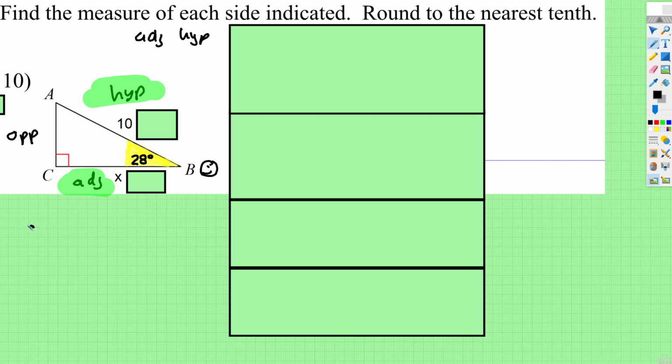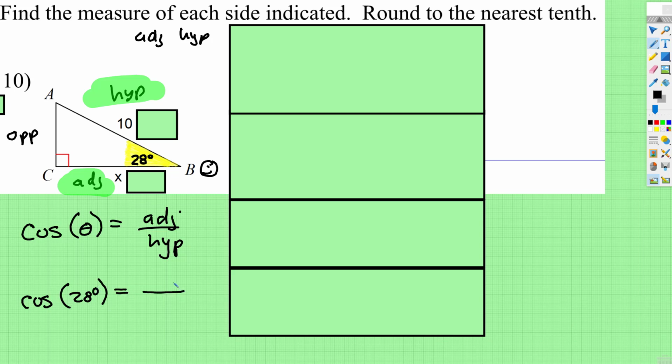Cosine. So cosine is adjacent over hypotenuse, and then you fill in, well, we know the theta. So we can say cosine of 28 degrees is, the adjacent side is X, the hypotenuse side is 10. So that's why labeling all of this stuff is very, very important.